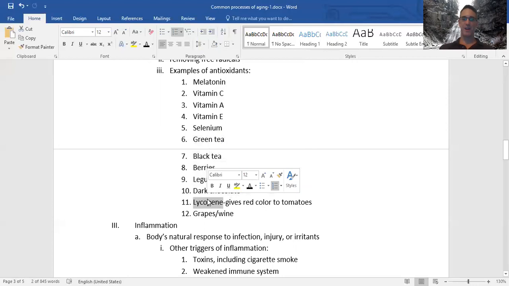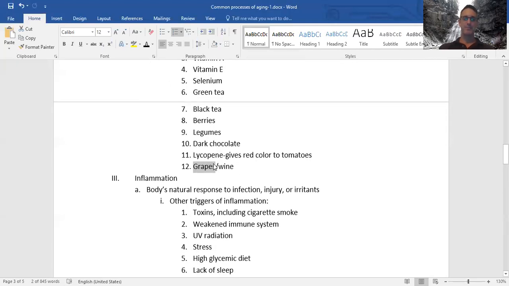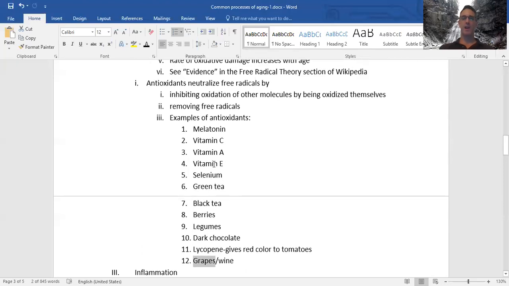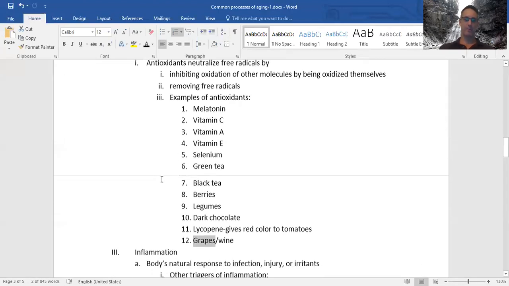lycopene, which is found in some plant foods, particularly tomatoes, and that's what gives tomatoes their red color. Grapes and wine, there's lots of antioxidants I believe in the skin of the grape, if I remember right. And so there are lots of antioxidants. This doesn't mean that if we take a bunch of antioxidants, we're more healthy because we have neutralized free radicals. I don't think we know enough to say that, but that's how they sell billions of dollars of antioxidants through advertising. But I don't really think that's supported at all.